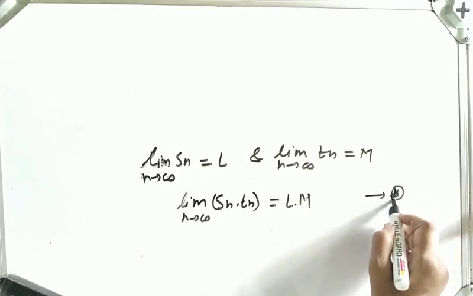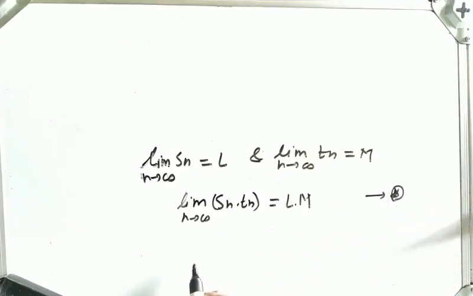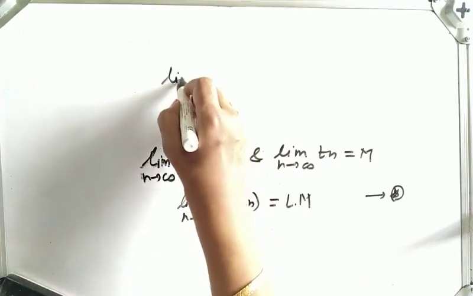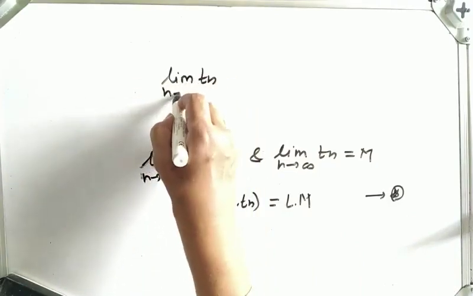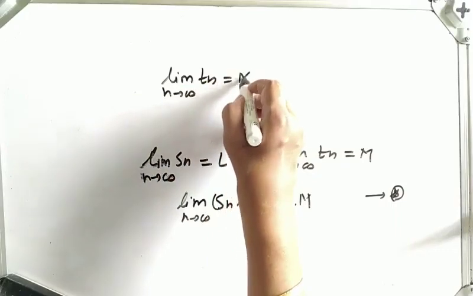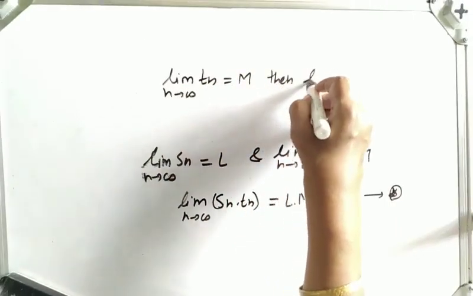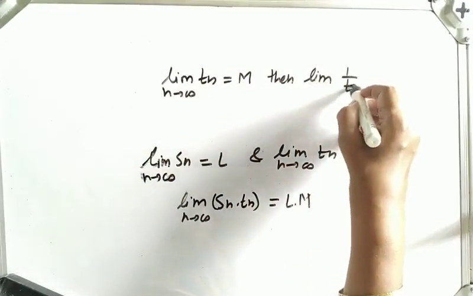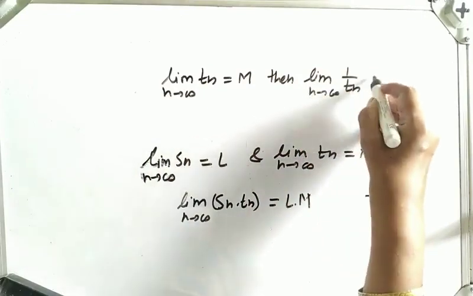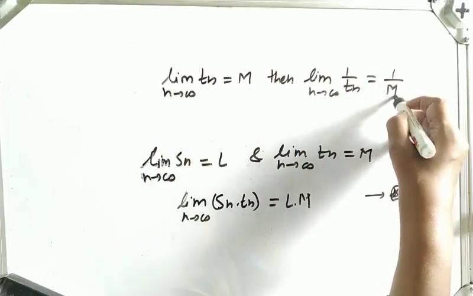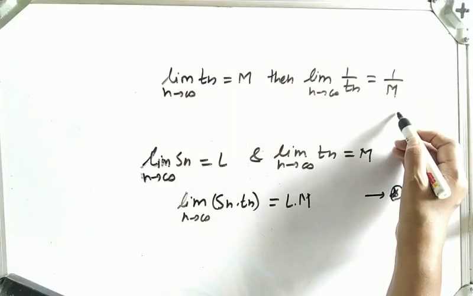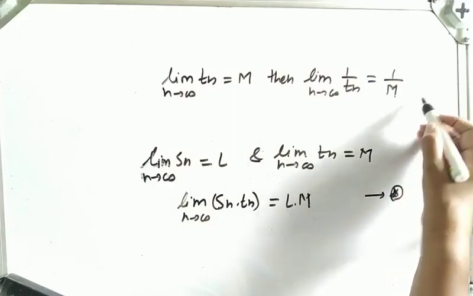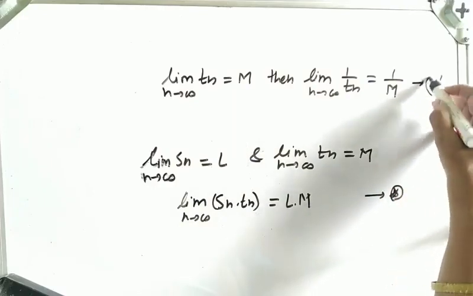And another theorem, the last theorem, we have seen that if the limit of sequence Tn as n tends to infinity is equal to M, then the limit of sequence 1 upon Tn as n tends to infinity is equal to 1 upon M, provided M is not equal to 0. Give this as a star dash.